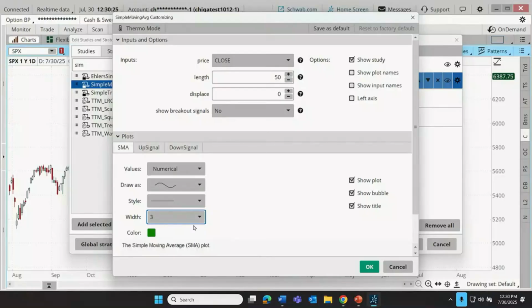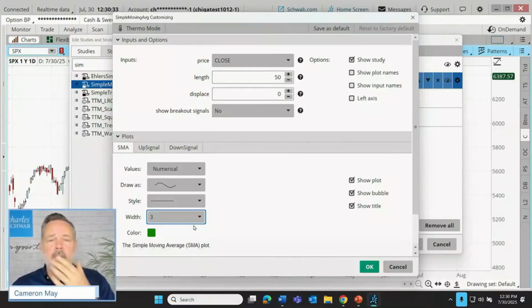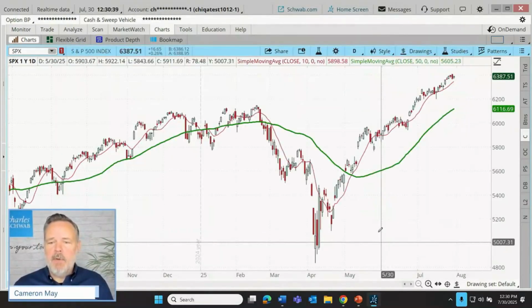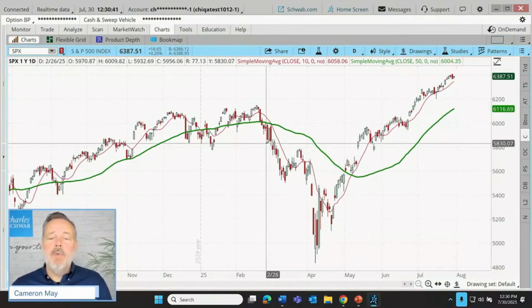So if we can't visually see the difference between red and green, some people can't see the difference in colors very well, I'll just make the longer term moving average a little bit thicker. So let's click OK and click Apply. Click OK again. And here are our two trend lines.